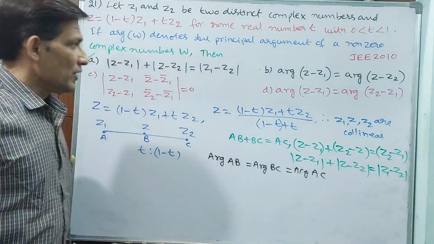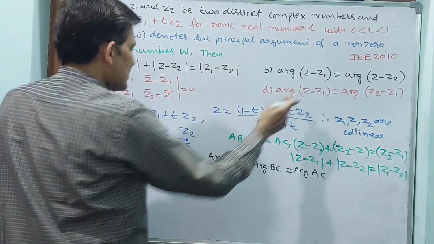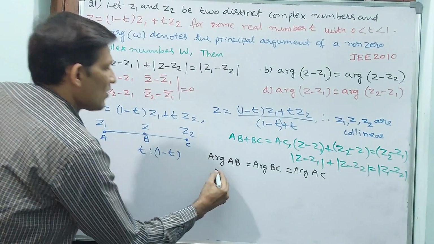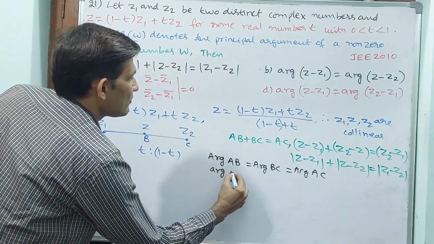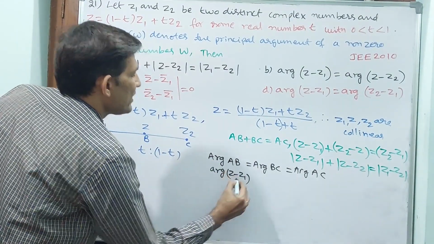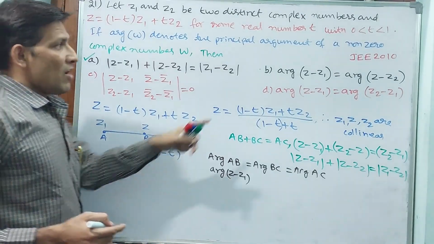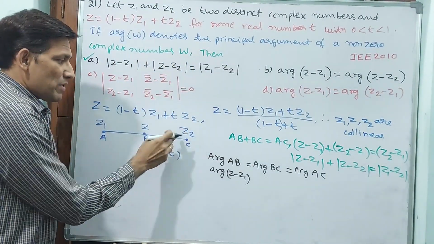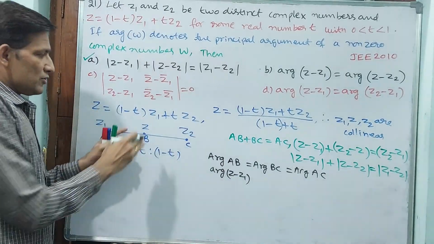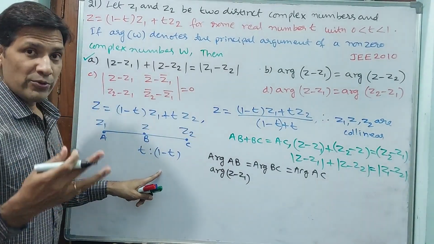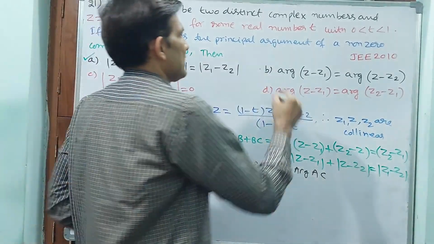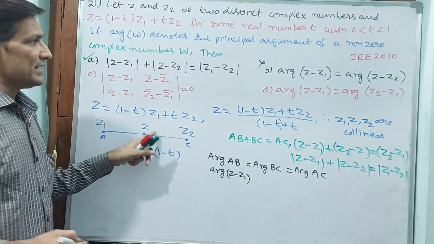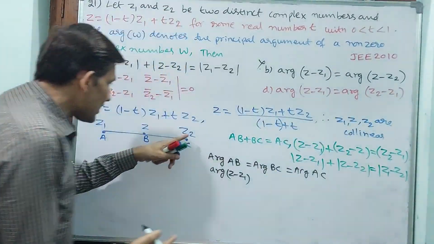Carefully, how to see? Argument of z minus z1 means what? z minus z1 means AB. Okay, now again I am writing argument of z minus z1. Argument of z minus z2. Z minus z2 means z2 minus z is okay, but z minus z2 means a negative will come. Negative number. That is why this is not correct. What you have read? z2 minus z, or z2 minus z1.